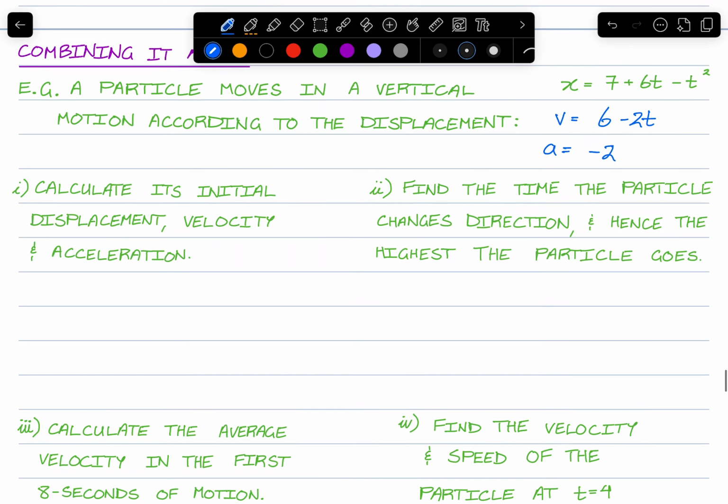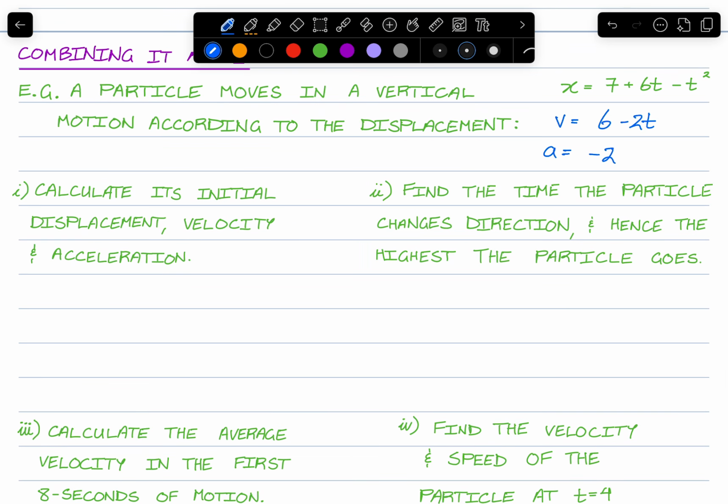To find the initial values, remember, we just substitute t equals 0 for each of the functions. So x of 0 is just going to be 7 meters. V of 0, 6 take away 0 is 6 meters per second. And a of 0 is just negative 2 meters per second squared.